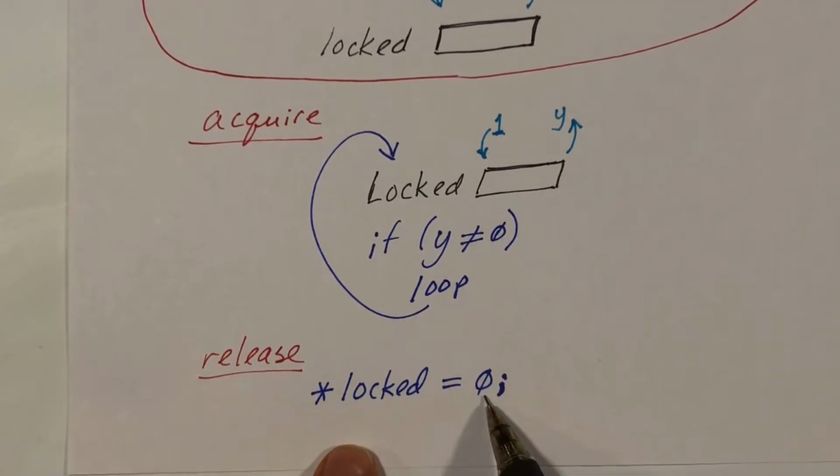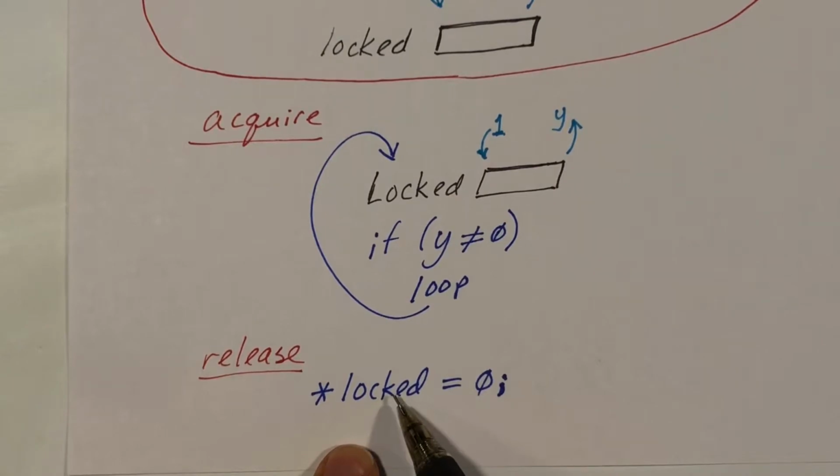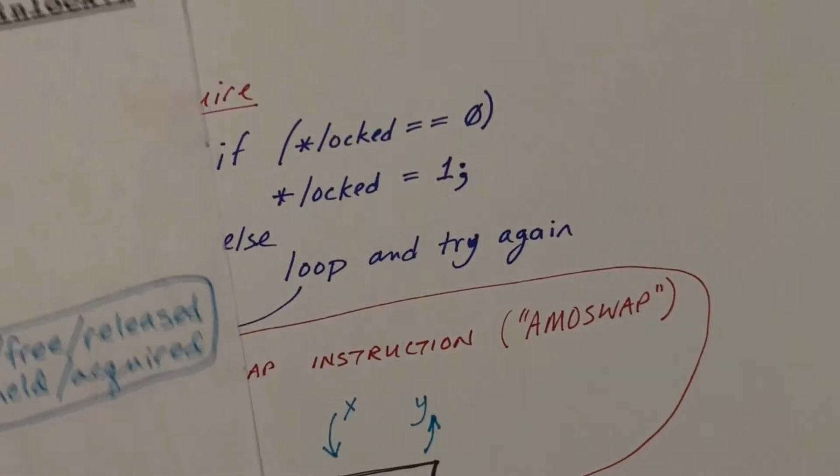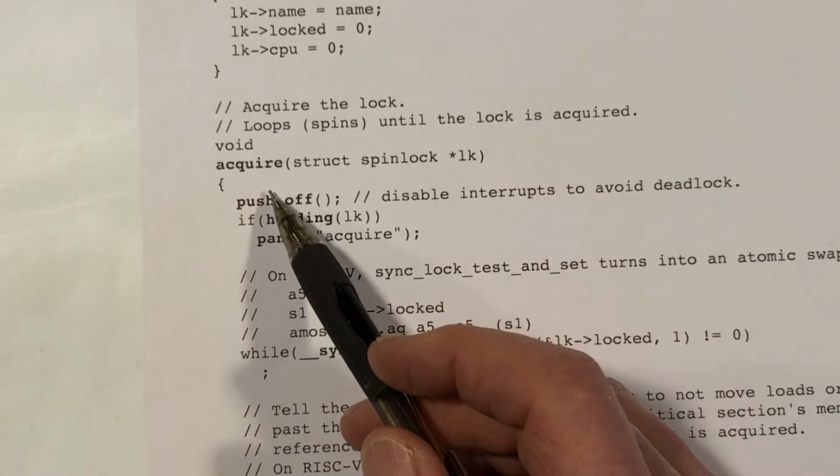It's hard to imagine how copying a value into a single location of memory could be anything but atomic. So in some systems, this is implemented as just a single memory store operation. Okay, now let's look at the code for the acquire operation.